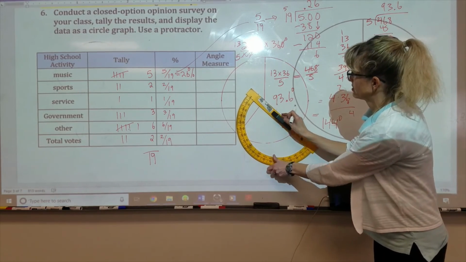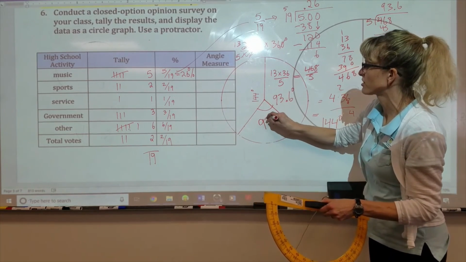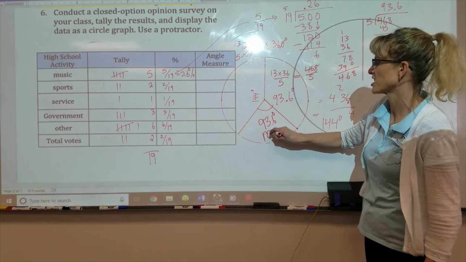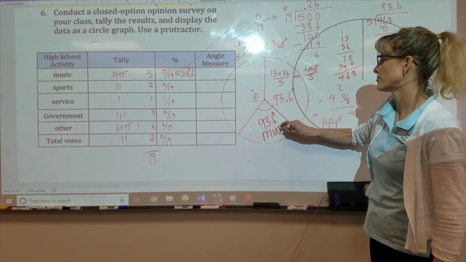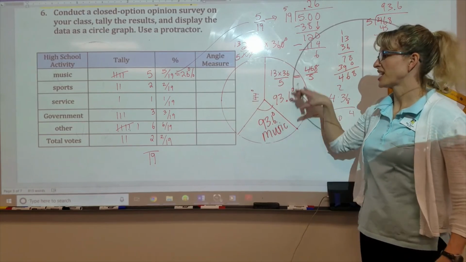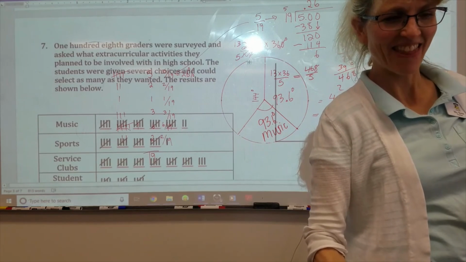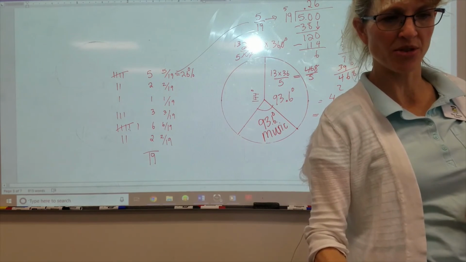Now, this right here is 93.6 degrees. So this would be music in this section. So that's how you can take your data and display it in a circle graph. So hopefully that made sense. And there's some sample from that survey.